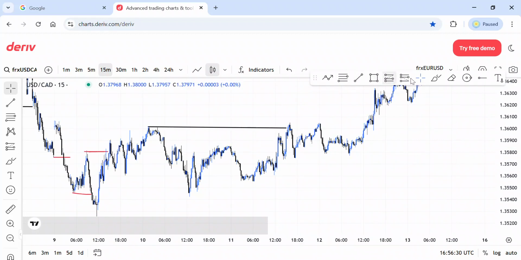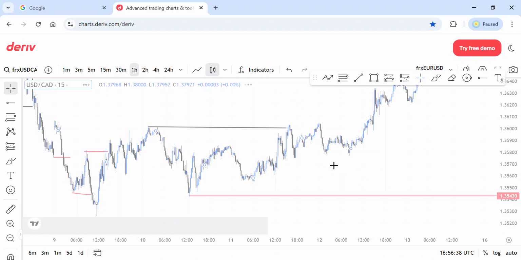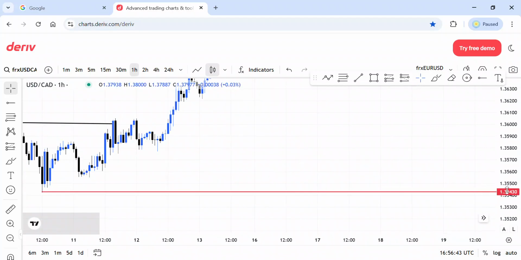But after this BOS, just know that your stop loss is going to be here. Wherever you are buying, your stop loss is going to be there. So let's go to 1 hour to see any other block that we can buy from. Very, very important.